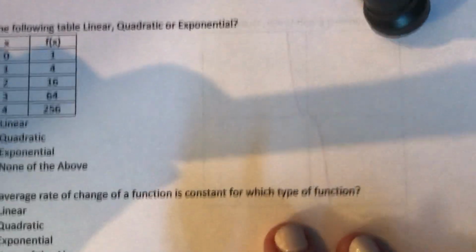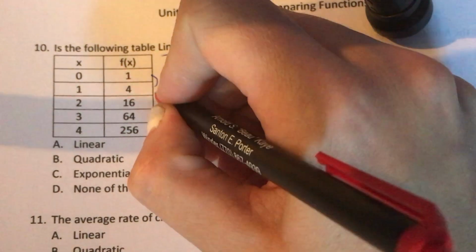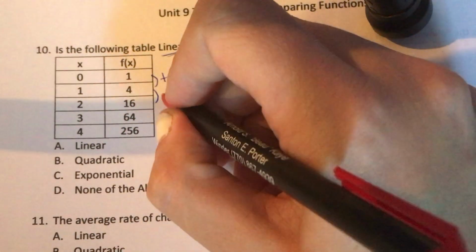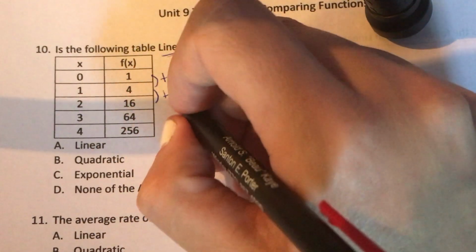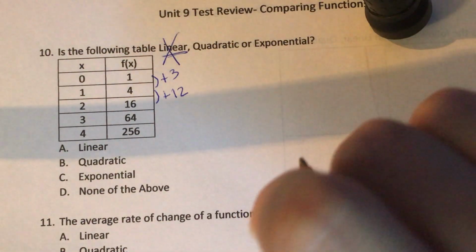All right, for this next one, you could probably guess what this one's going to be, but we'll see. So we want to first check for linear, okay? Linear, we're adding 3, then adding like 12. Okay, so it's definitely not linear. You can already tell that.